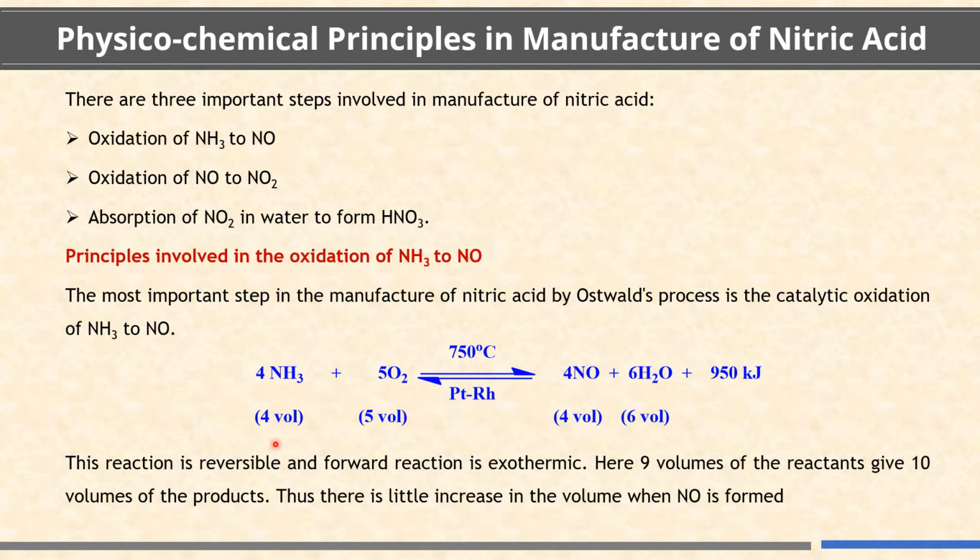Here 9 volumes of the reactant give 10 volumes of the product. Thus, there is little increase in the volume when nitric oxide is formed.